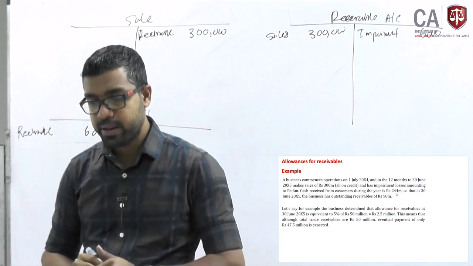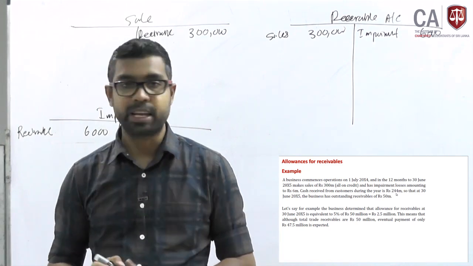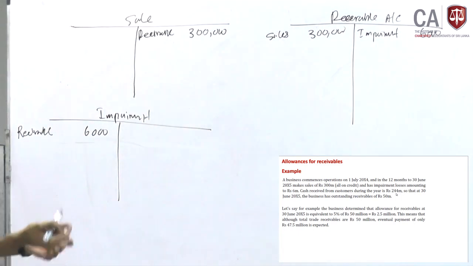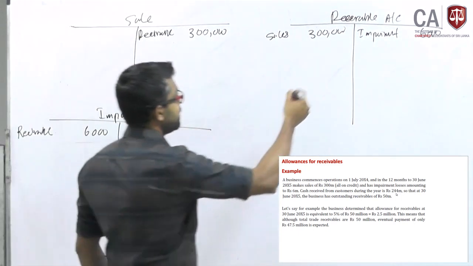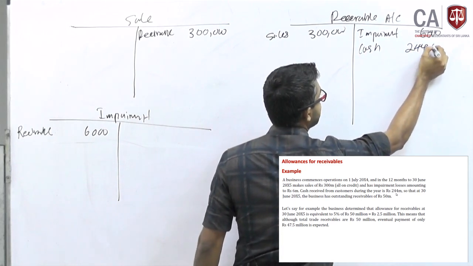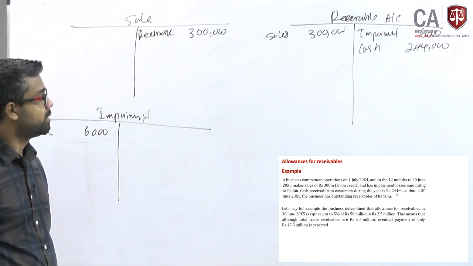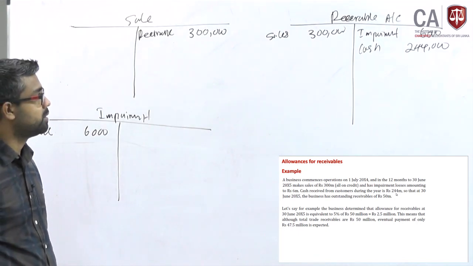And cash received from customers during the year 244 million. Cash received, cash debit, credit what? Debtor. Cash 244 million, 244,000. We are dealing with thousands, right?